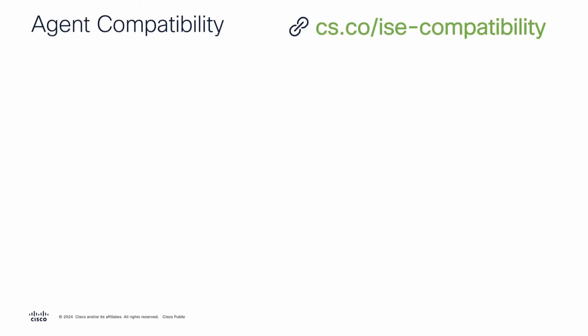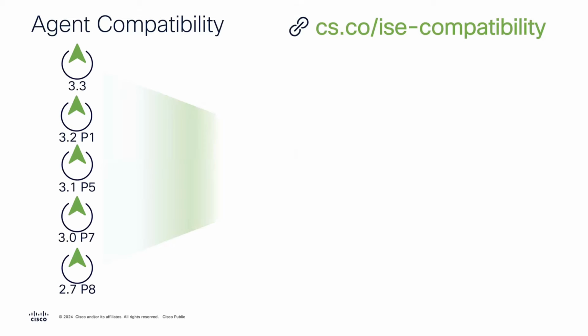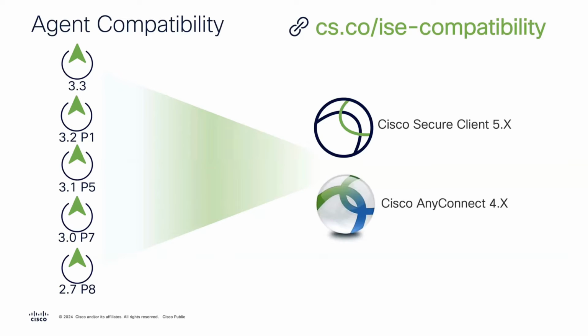Now, okay, the persistent agent is recommended. What is the agent that is supposed to be deployed to the endpoints? Well, there are 2 different agents which are supported: Cisco Secure Client 5.x and Cisco AnyConnect 4.x. Cisco AnyConnect 4.x was the old one, and the Cisco Secure Client is the latest one.